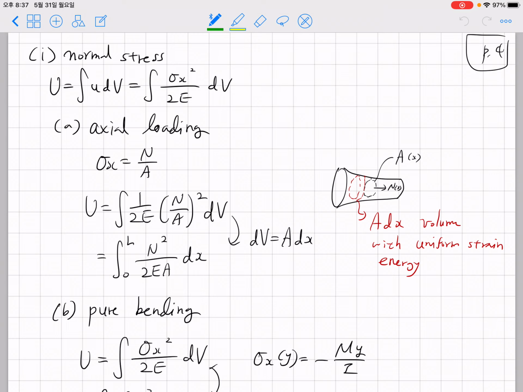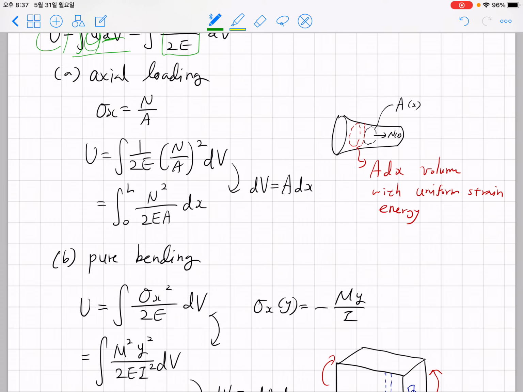Now let's try to obtain strain energy for the problems we considered in chapter 1 through chapter 8. Let's consider a normal stress case. Suppose that we only have the x component of normal stress. Our total strain energy can be written as the integral of strain energy density multiplied by the infinitesimal volume, integrated over the entire volume. So this u can be written as sigma x squared over 2E, or half E epsilon x squared, whichever expression you want.